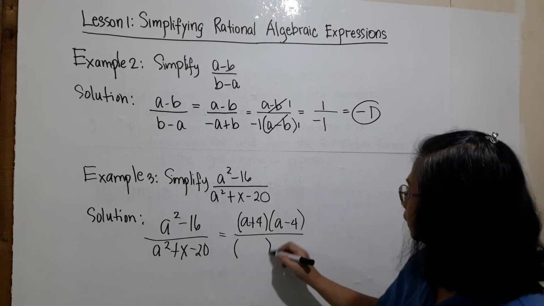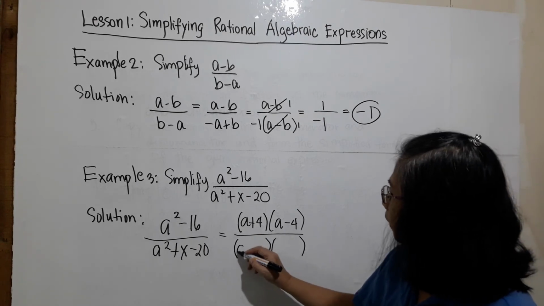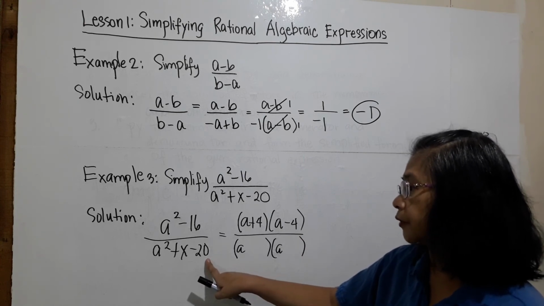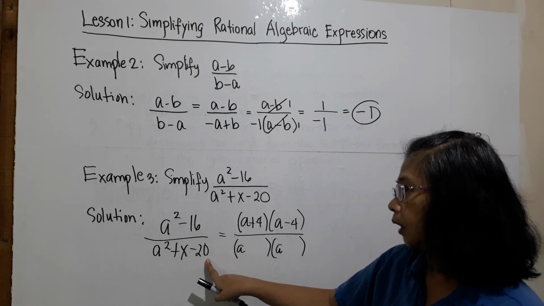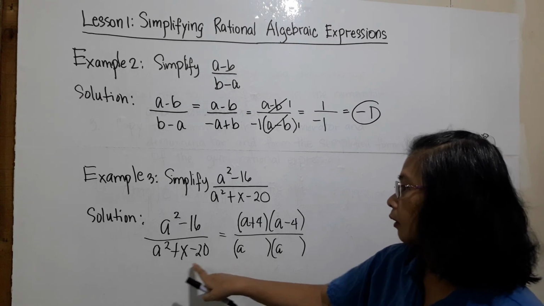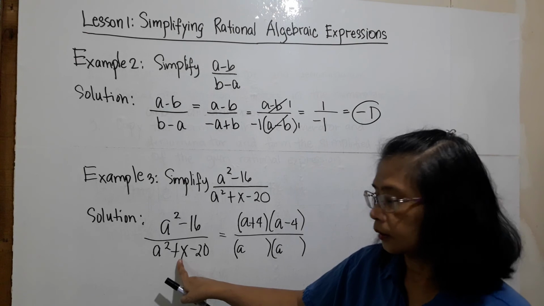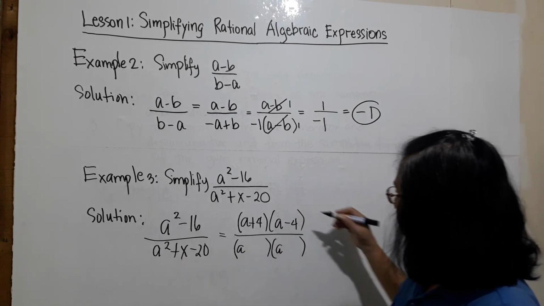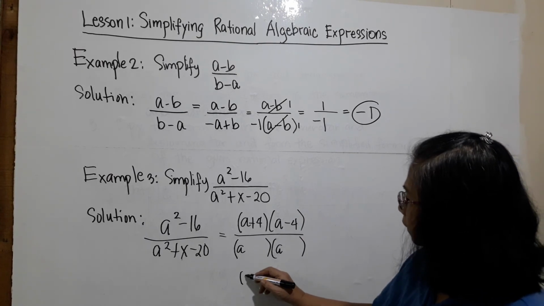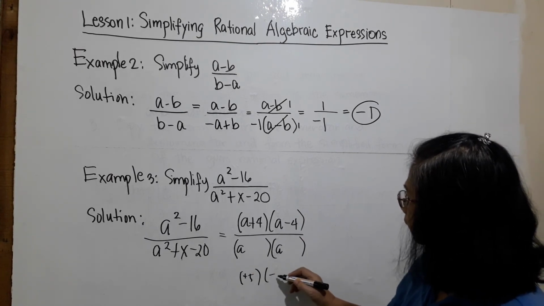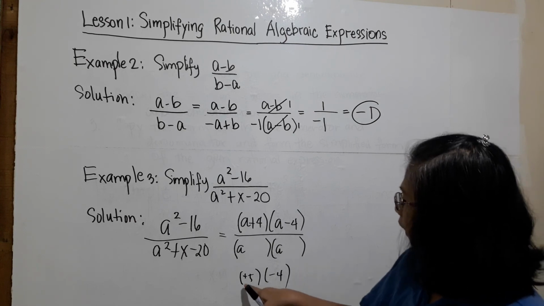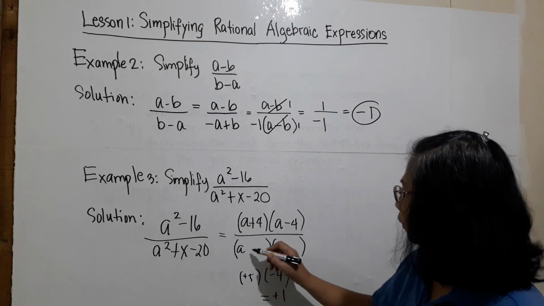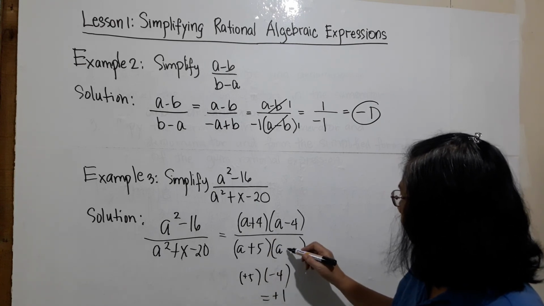So let's factor this. So we have a. Think of the two factors of 20 that, when we add algebraically, the result is 1. Okay? The numerical coefficient of a is positive 1. So it is positive 5 and negative 4. Okay? And algebraically will become positive 1. So we will now use here a plus 5, a minus 4.